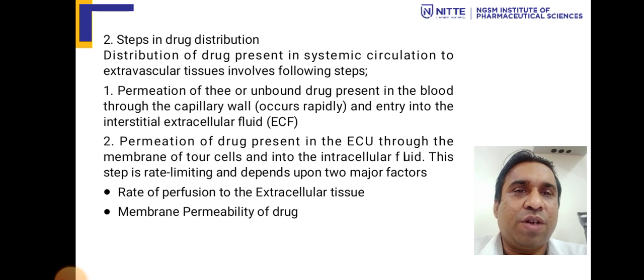Steps in distribution of drugs. Distribution of drug present in systemic circulation to extravascular tissue involves the following steps. Permeation of free or unbound drug present in the blood through the capillary wall occurs rapidly and entry into the interstitial extracellular fluid. Permeation of drug present in the extracellular fluid through the membrane of cells and into intracellular fluid. This rate is rate limiting and depends on major factors like rate of perfusion to the extravascular tissues and membrane permeability of drugs.